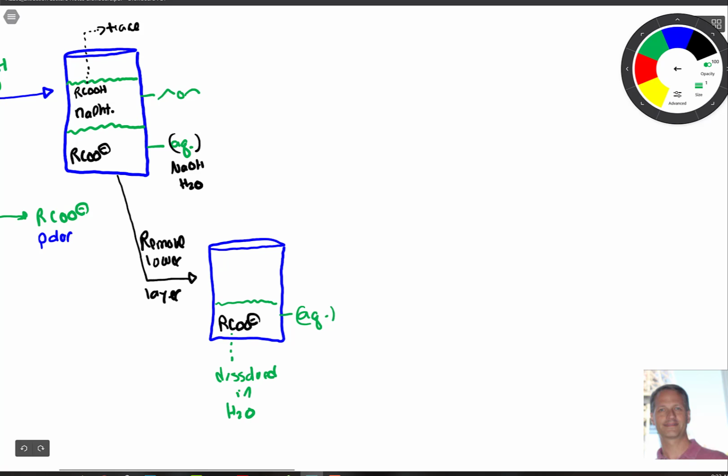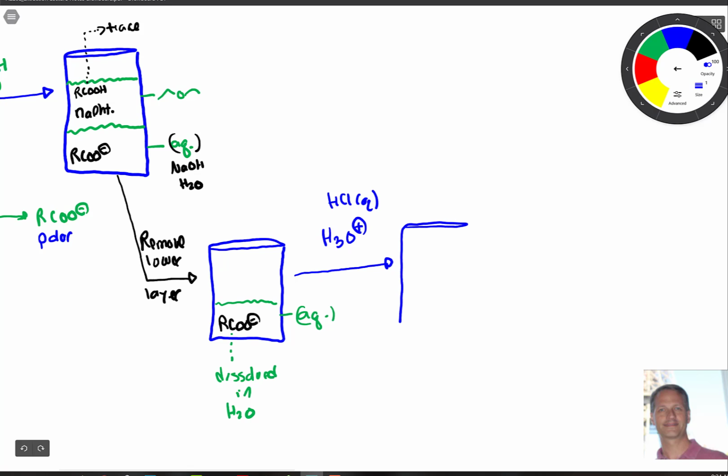Now to prove that it's there, what you can do is you can play with that solubility switch, right? And if we were to protonate this, it would become insoluble in water. And the way that we protonate it is you would add something like hydrochloric acid. So you see HCl(aq), which is also H3O+.